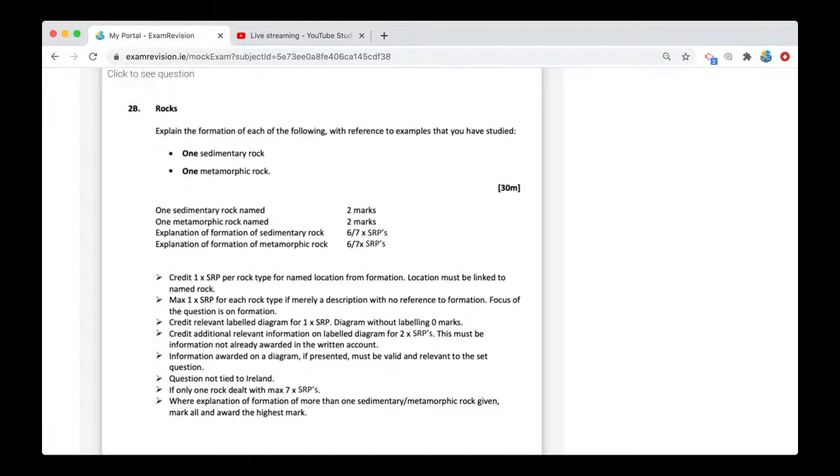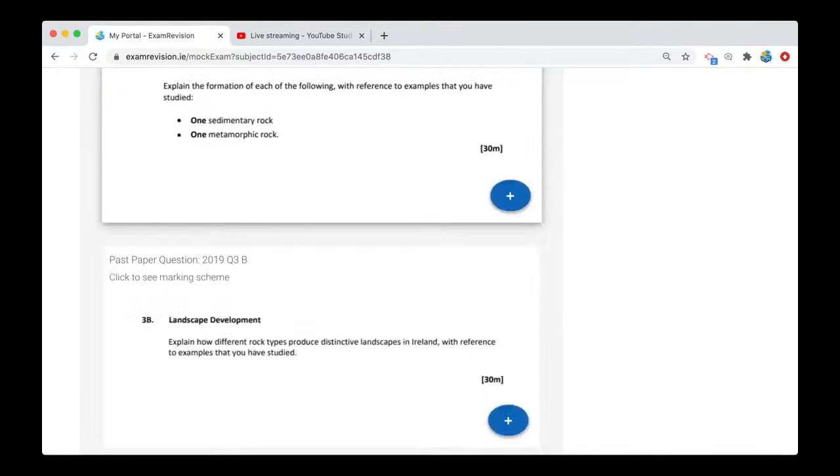So if you name a sedimentary rock, you get 2 marks. If you name a metamorphic rock, you get 2 marks. And then an explanation, you can get 6 to 7 SRPs for the formation of sedimentary rock and 6 to 7 SRPs for the formation of metamorphic rocks. Okay, so that was 2019.